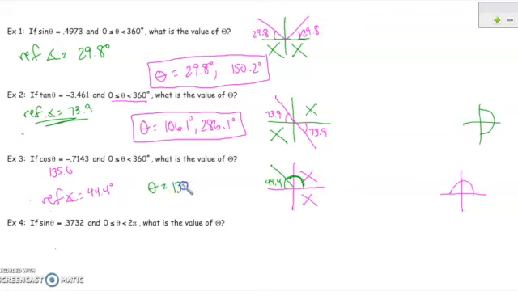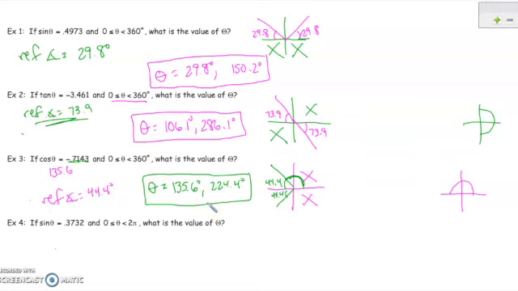So 135.6 is one of our answers, and then we have to just figure out what our third quadrant answer is. Reference angle of 44.4, 180 plus 44.4 gives us 224.4 degrees. And again, we can check our answers by simply taking the cosine of 135.6 and the cosine of 224.4, and seeing if it matches up with this. Now, again, it's not going to be exact. It's going to be pretty close because we are rounding our reference angles from the calculator.